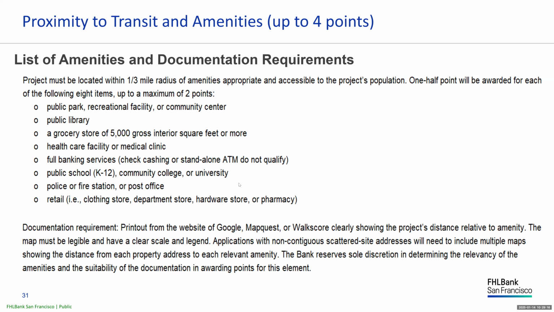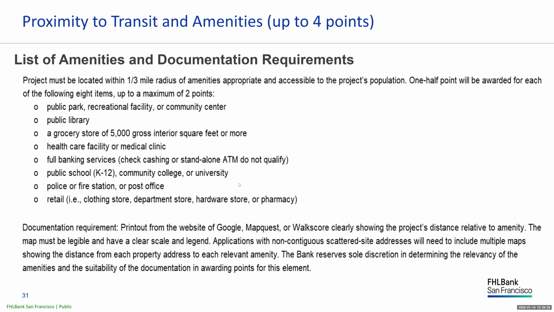Like the transit component, to receive points under amenities, a project must be located within a third-mile radius of the specific amenities that are appropriate and accessible to the project residents. For example, the project may be located next to an elementary school, but if the population is 100% seniors, no points will be awarded for that amenity.